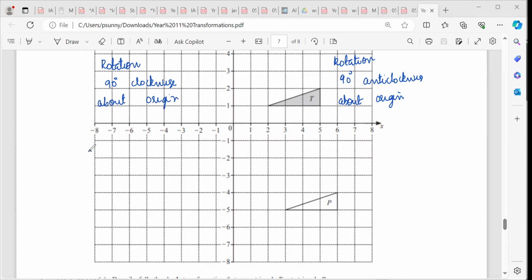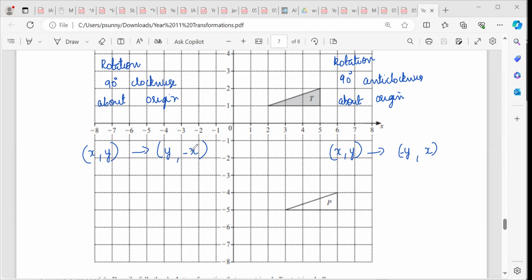The triangle will be given to you, whatever the coordinates you take. If it is clockwise, you swap x, y to y and x, and you just change the sign of this x. That's it. Simple as that. You find the rotation 90-degree anti-clockwise about the origin. The triangle, you see what the coordinates are. You swap x and y to y and x. If it is anti-clockwise, change the sign of this y, minus y.